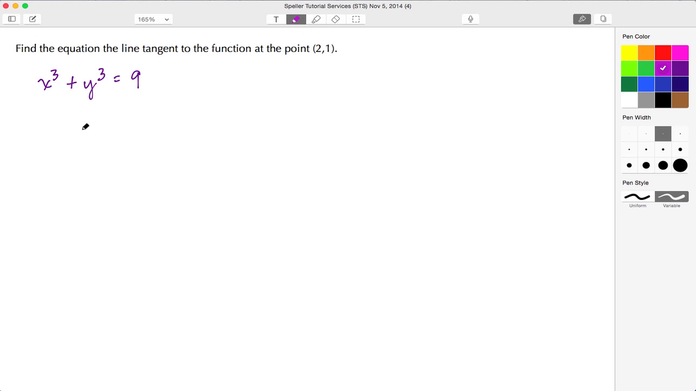In a previous video, we've done the same problem, but we've used implicit differentiation. Today, we're going to solve for the variable y and actually use standard differentiation to show that we still come to the same conclusion.